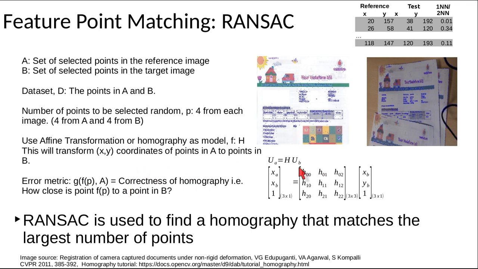That is, once you get the homography matrix and you are able to determine how to take a point in the reference image and place it on top of the test image, if you take the homography matrix and apply it on top of the test points, you should get the original reference points back. That means if you take the homography matrix and you apply it on point 38,192, you should ideally get 20,157. Similarly, if you use the homography matrix, apply it on point 41,120, you should get 26,58 back, and so on and so forth for all the points in your test dataset. This can be computed using the error metric.